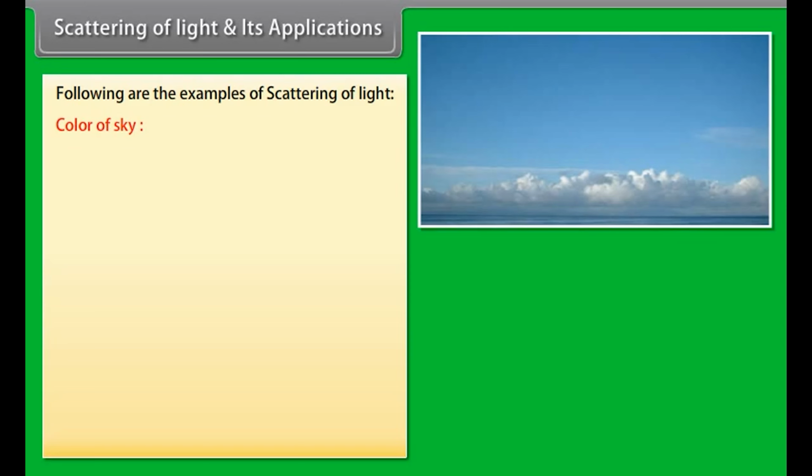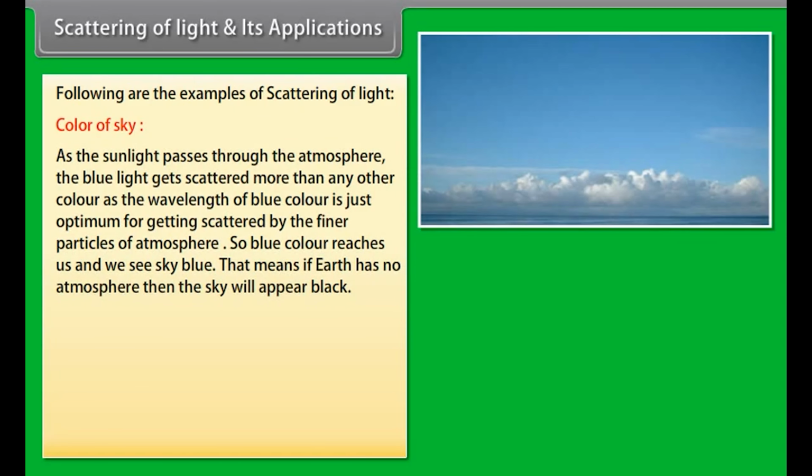Color of sky. As the sunlight passes through the atmosphere, the blue light gets scattered more than any other color, as the wavelength of blue color is just optimum for getting scattered by the finer particles of atmosphere. So blue color reaches us and we see the sky as blue. That means if Earth had no atmosphere, then the sky would appear black.